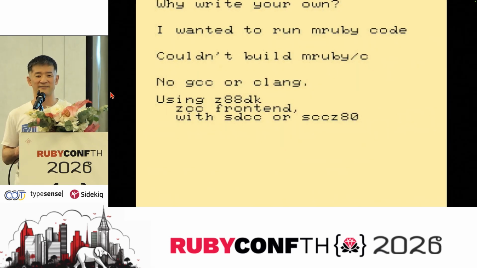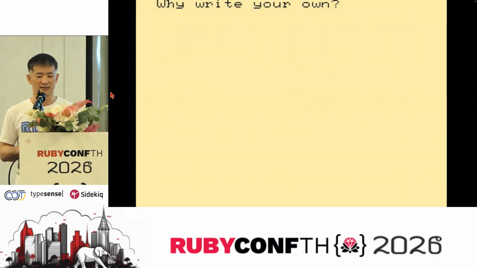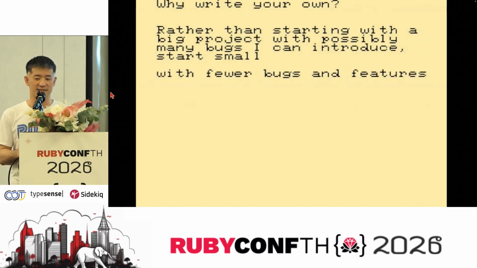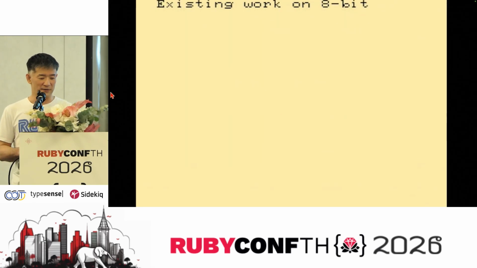Actually, they're actively being developed, and those compilers actually have decent compatibility with more modern C features, but there was going to be a lot of modification to a lot of C code that I would need to do, which would introduce a lot of bugs, and I wasn't even sure what the semantics of those things were. So rather than starting with a big project and modifying heaps and possibly introducing so many bugs that I don't even know exist, I decided to start from zero, fewer bugs, fewer features. So I started developing my own VM.